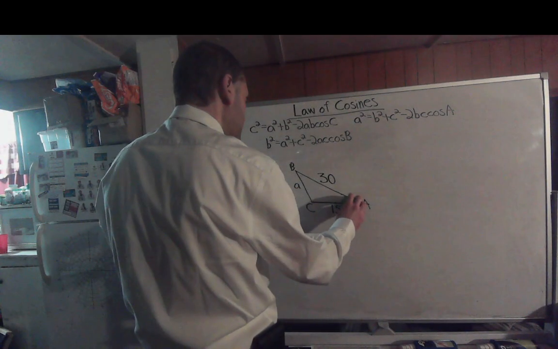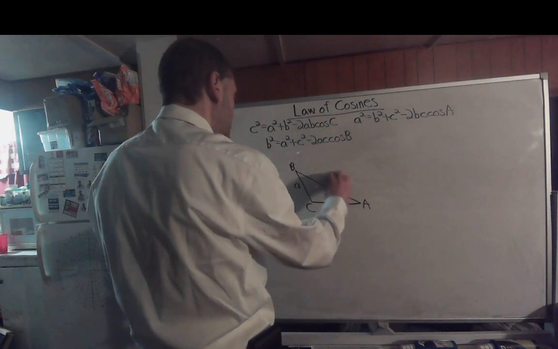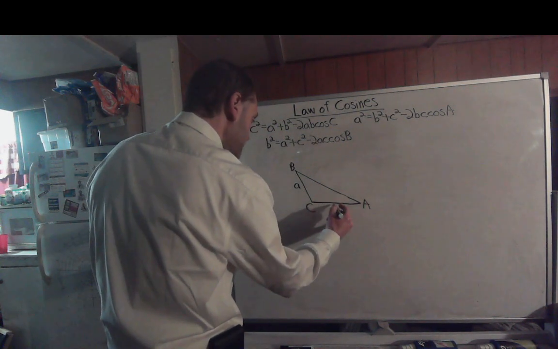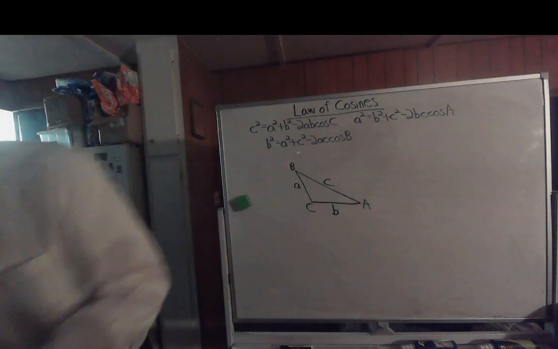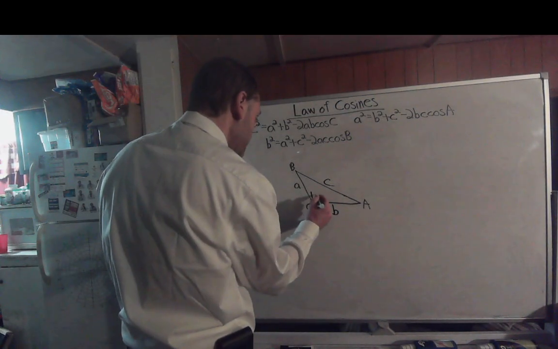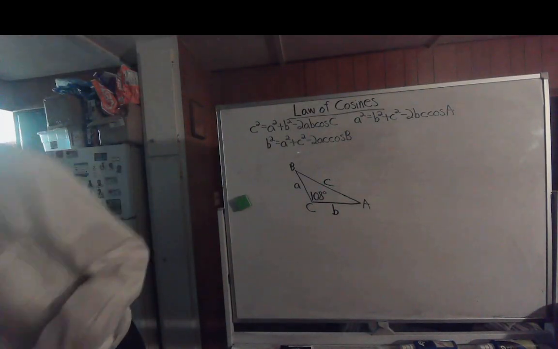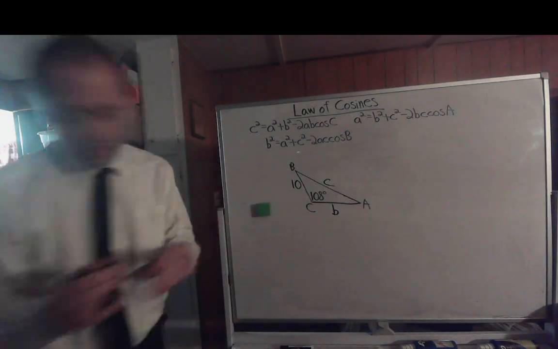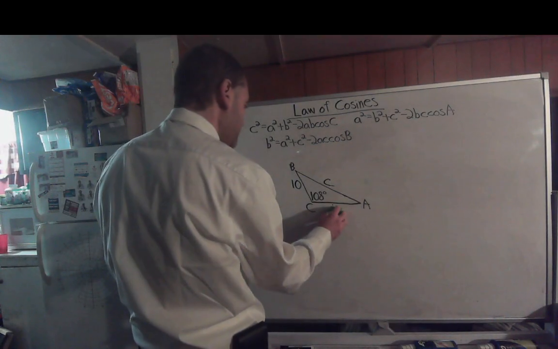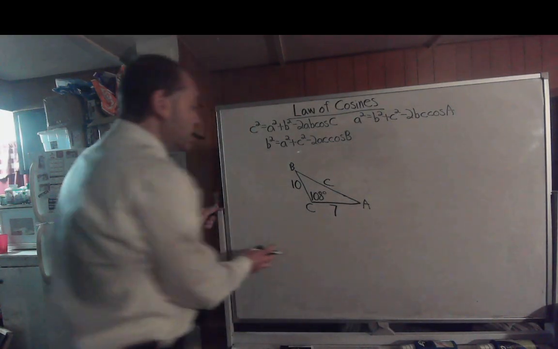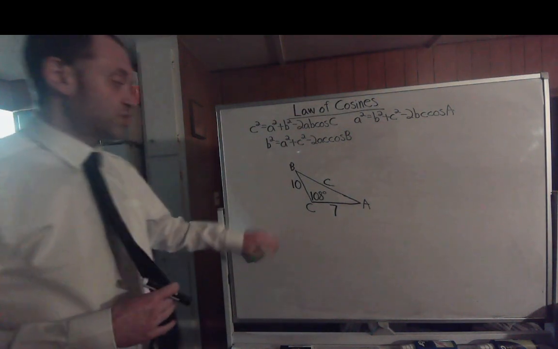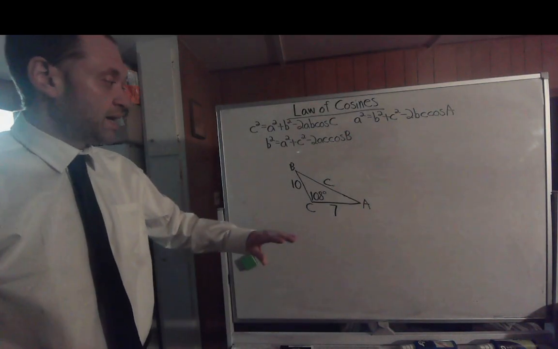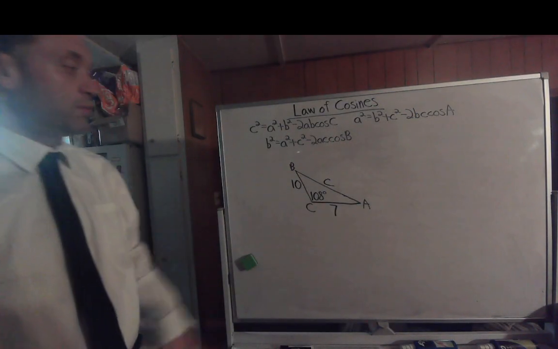Definitely not going to be 50 this time. Alright, so this will be side B, this will be side C. Let's see what we're given this time. Angle C has a measure of 108 degrees. Side A has a length of 10. Side B has a length of 7. Alright, so yes, we have another side angle side triangle. We know angle C, but we don't know angles A or B. We know sides A and B, we don't know side C.